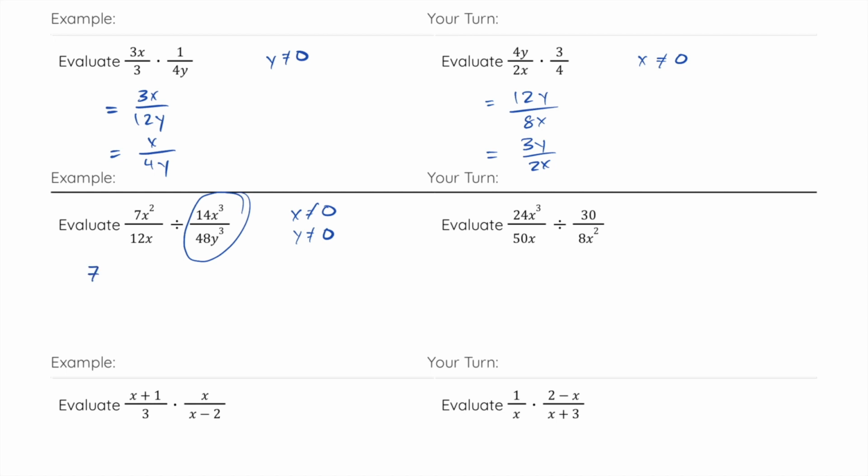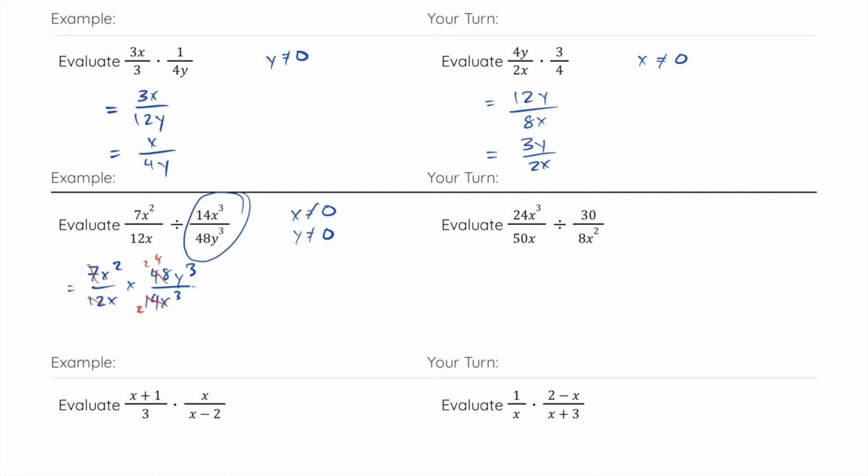And now we're going to get 7x squared over 12x times 48y cubed over 14x cubed. And before multiplying these and getting really large numbers, I might look to start simplifying a bit here. And so I know that 12 goes into 48 4 times, and I know that 7 goes into 14 twice, and then 4 over 2 leaves me with just a 2 in the numerator.